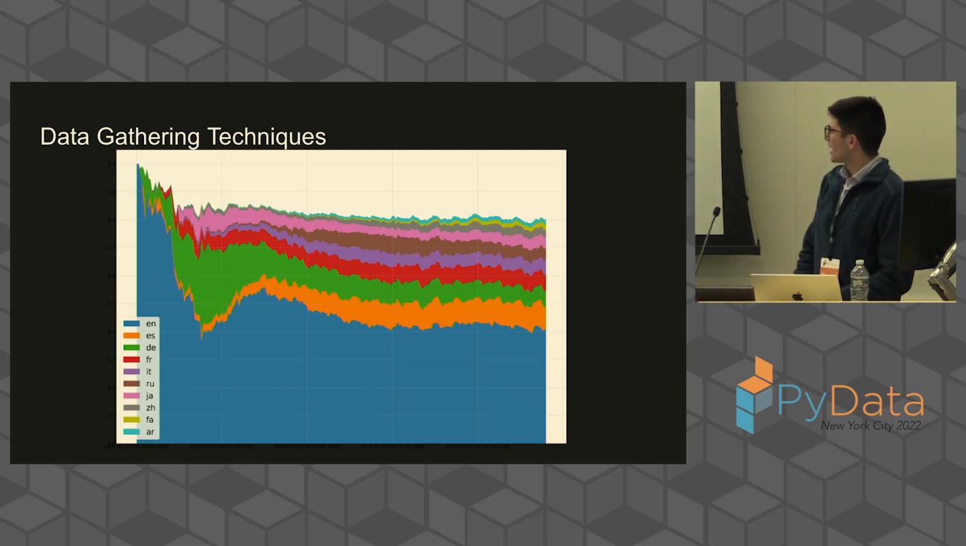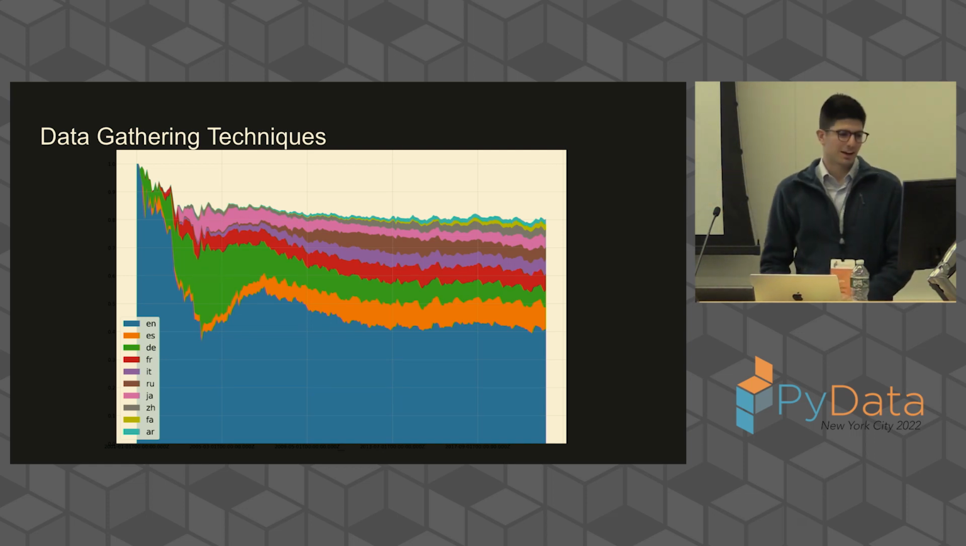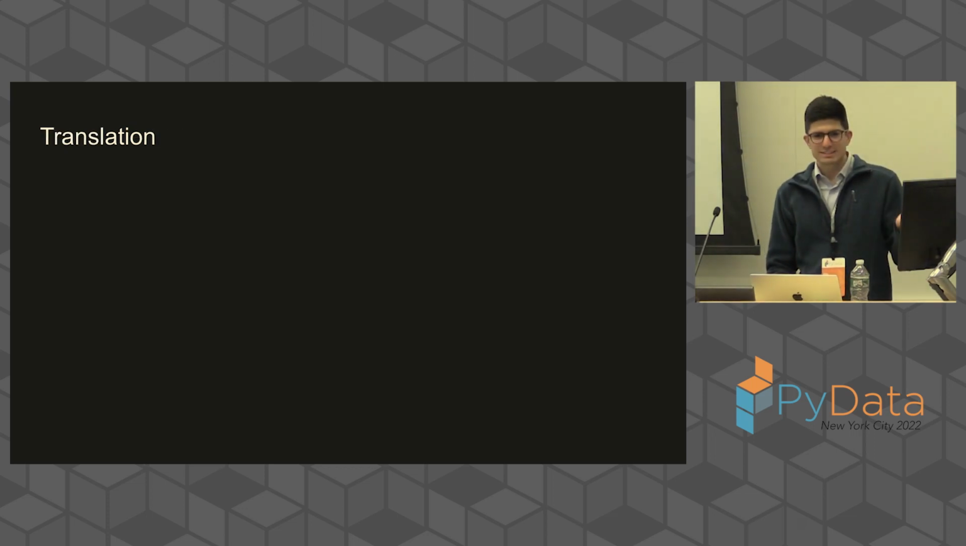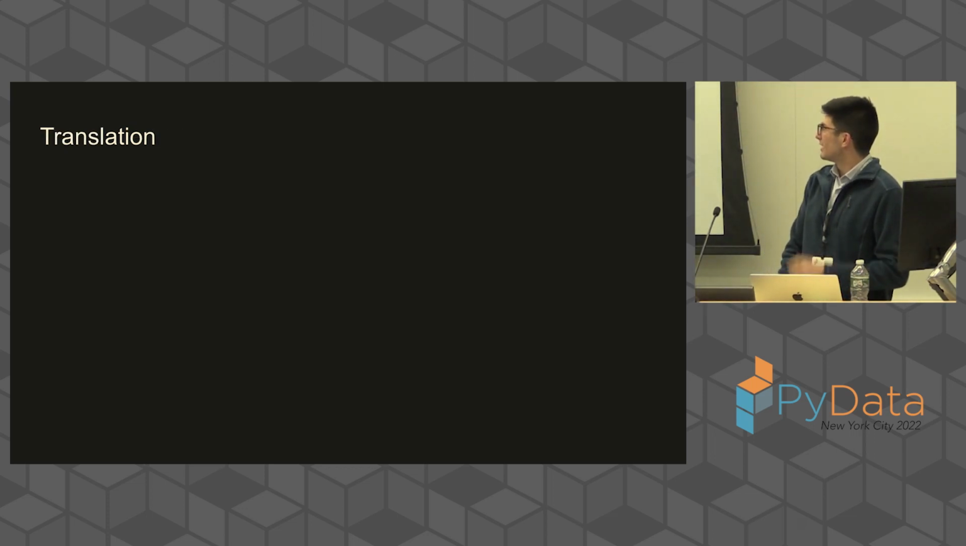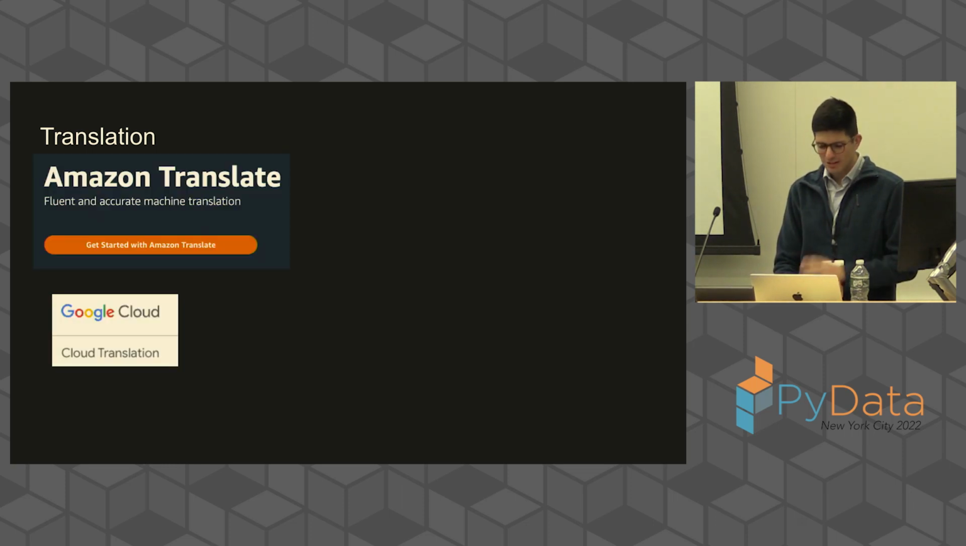So this is a graph that's also stolen from Wikipedia, showing Wikipedia edits in various languages. So you can see at the top there in blue is English. It turns out almost half of Wikipedia edits are in English. So translation, you may have heard of. You can translate from one language into another. And a lot of cloud providers have paid services that will translate an article or some document from some given language into another language.